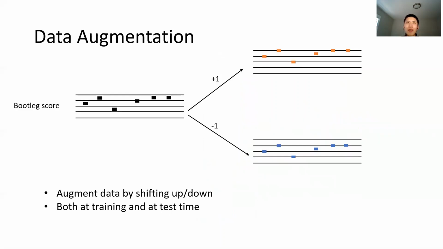We also explore the effect of data augmentation. To augment the data, we shift the bootleg scores up and down by a certain number of staff lines. Here you can see shifting up by 1 and shifting down by 1. We do this both at training and at test time. For test time augmentation, the predictions for the shifted versions of the input are all averaged to get the final output.